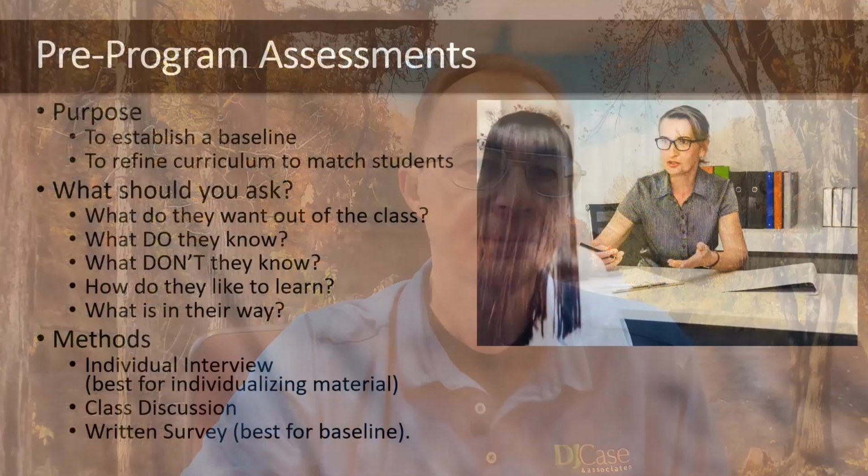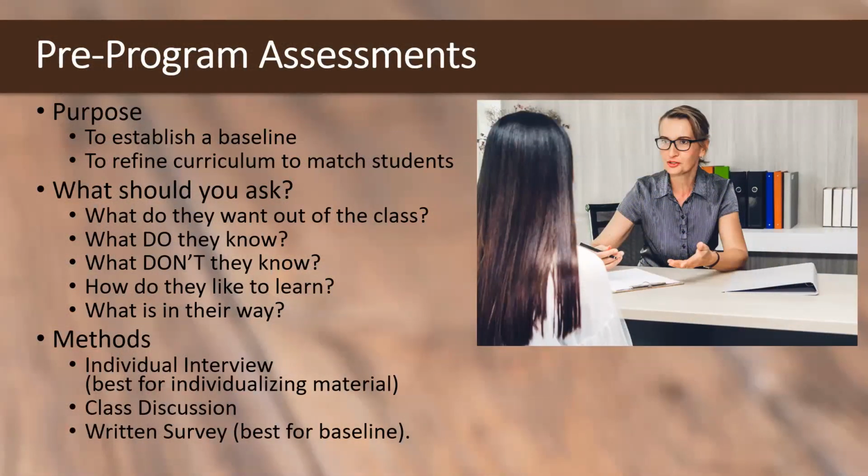This would be something you would do right at the beginning of the class, so everyone shows up, you have them all together, and you might do some kind of assessment right before you begin. And then written surveys, really great for setting baselines if that's your particular objective, because it's more quantitative. You can measure with numbers movement over time.